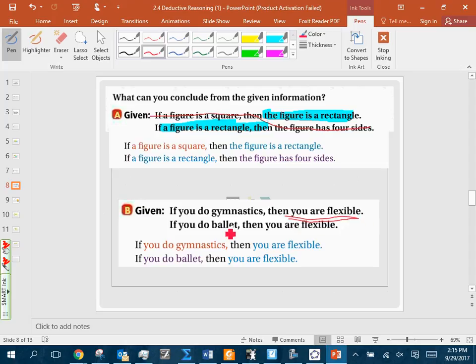Okay, that phrase right there. And I'm going to ask, in this second conditional where it says, if you do ballet, then you are flexible, do the two things that I have underlined match? No. They are not word for word the same idea, right? So, in that form, no conclusion. But when you say no conclusion, there's nothing saying we can't do this.